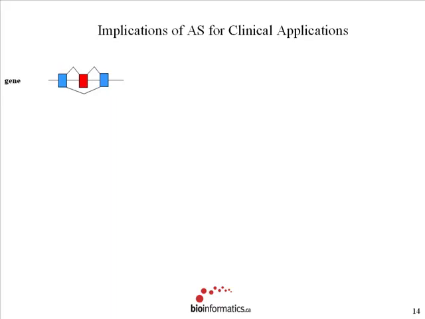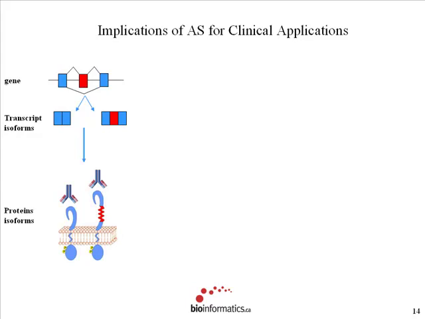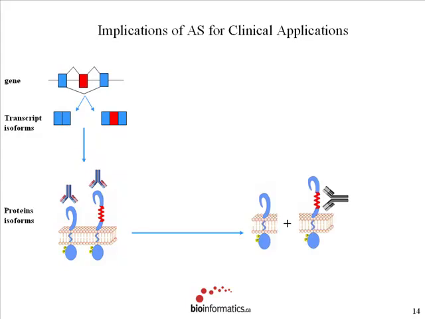So just to tell you a little bit more, what is the importance and value of alternative splicing in clinical applications? Imagine that you have transcript isoforms coming out of a gene with a cassette exon, with two isoforms excluding and including the alternative exon, and then two protein isoforms translated from these products. You can imagine having an antibody against the common part of those proteins, and then you are able to pull out all protein isoforms of that gene. But then you can imagine raising an antibody against an alternative region, and in that case you would be targeting a specific splice isoform.